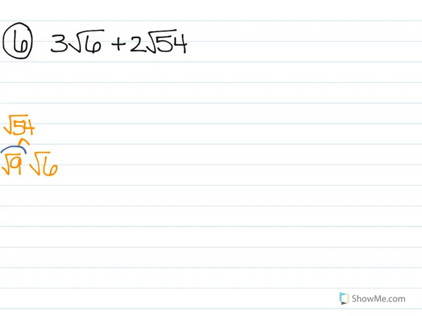Now 9 is the perfect square here. That's going to simplify to 3, and then you bring down the radical 6. So we have 3 radical 6 plus, now this 2 and this 3 are outside of the radical. They need to multiply together. So if you could do it in your head, great, and you can write 6 there, or you can write down 2 times 3 and multiply it in the next step. It's up to you.